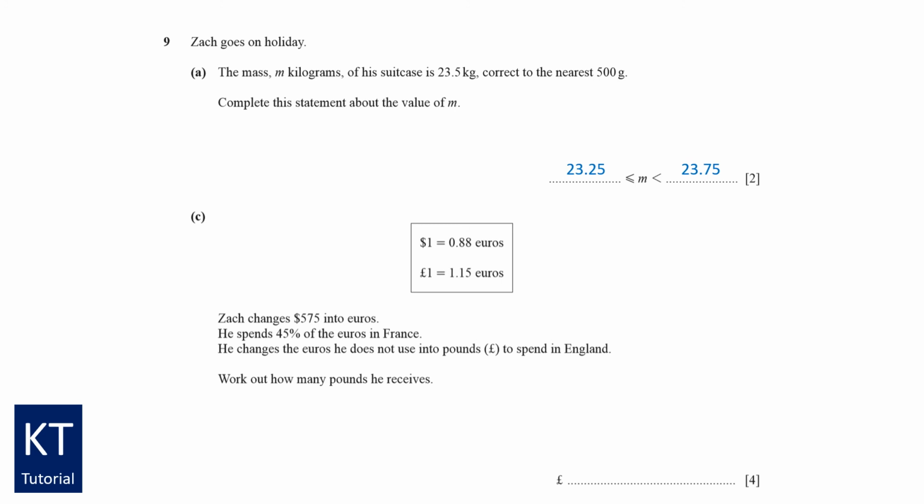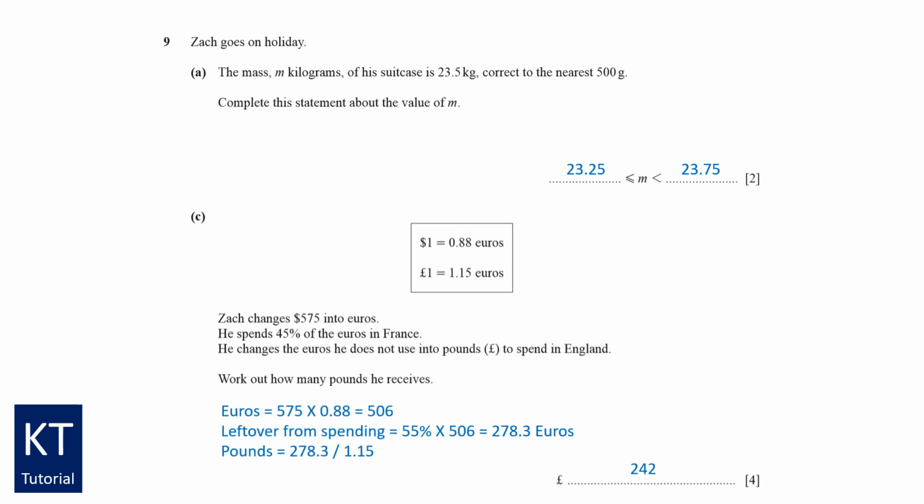Question 9C. Zach changes $575 into euros. He spends 45% of the euros in France. He changes the euros he does not use into pounds to spend in England. Work out how many pounds he receives. In working through the math, it comes to 242 pounds.